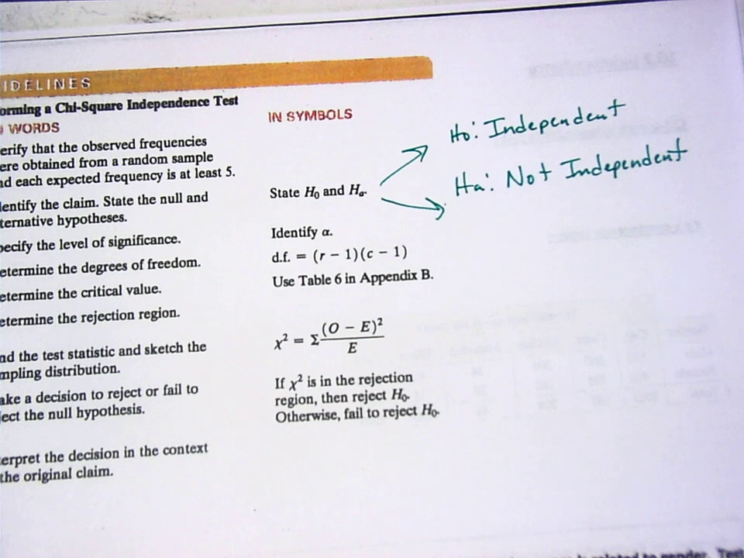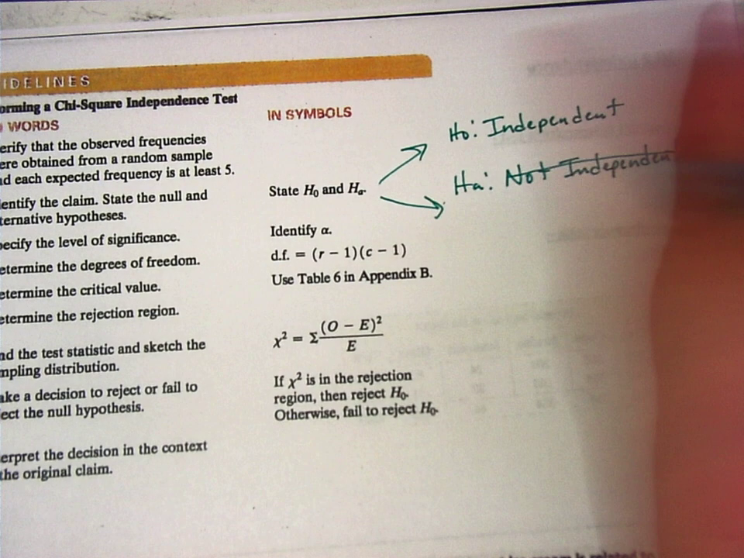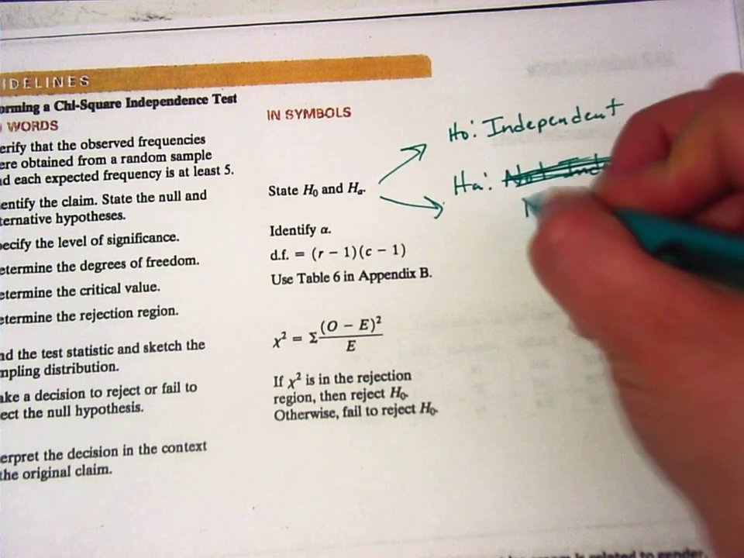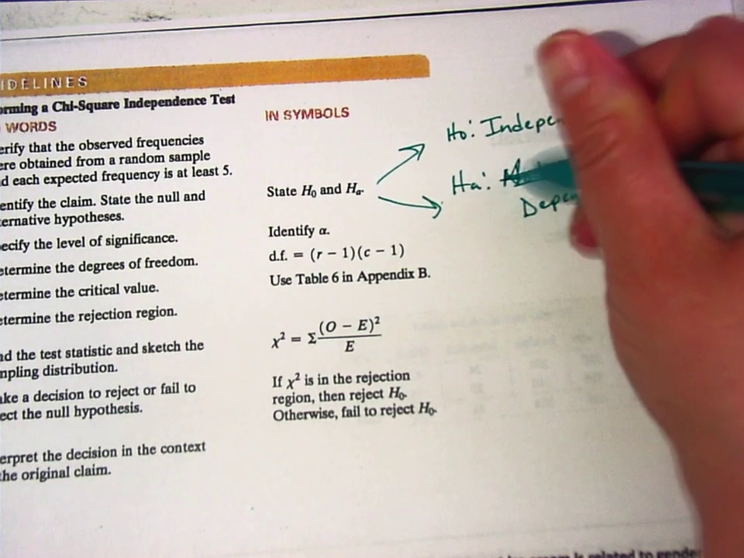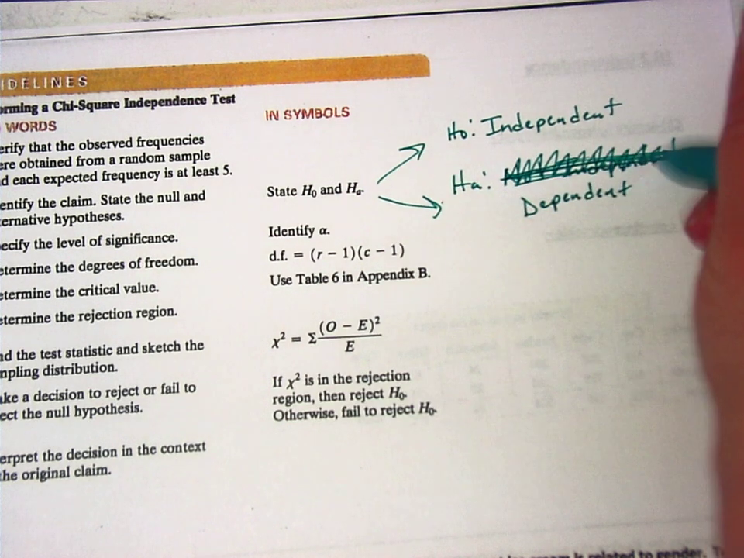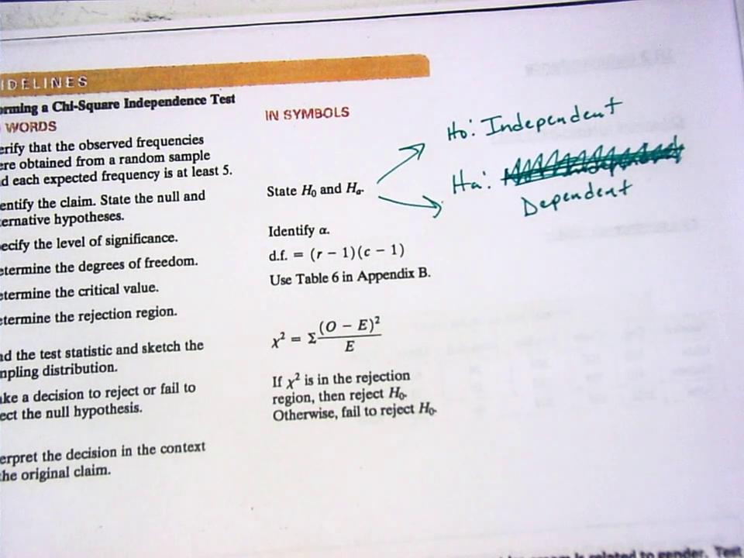So when it says not independent, could we also write dependent? Sure. Want to write dependent instead? That better? I'm trying to get you to think of it like how H sub O is always equals. So independent means that there is no difference between what we expected to happen and what did happen. And if that's the truth, then they should be independent. But if they're very different than what we expected, then gender must have influenced ice cream choice somehow.